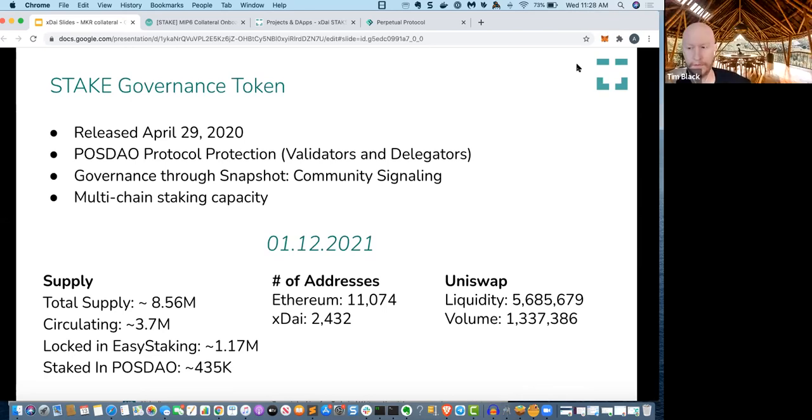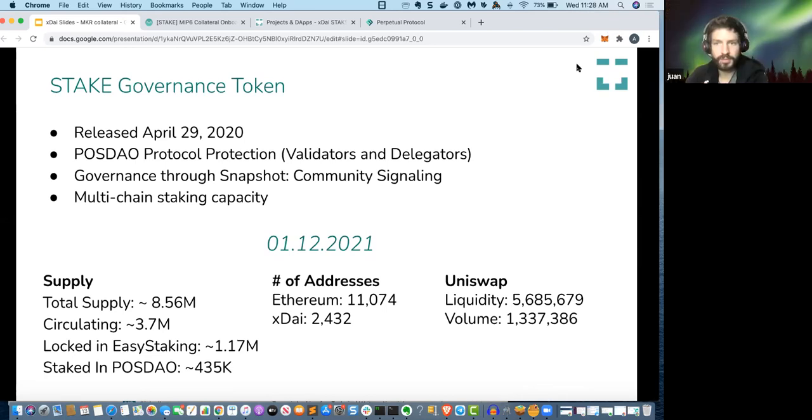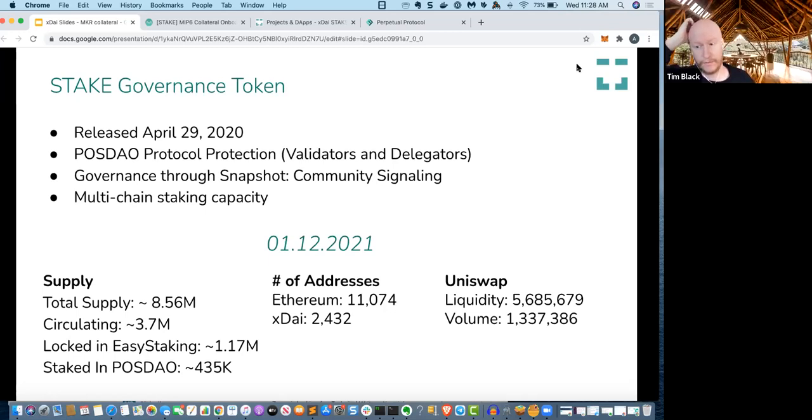Did we also cover... Sorry, go ahead, Juan. No, Tim, please. To unpack that question a little bit more: did we cover how much stake is needed to become a validator? Did I miss that stat?